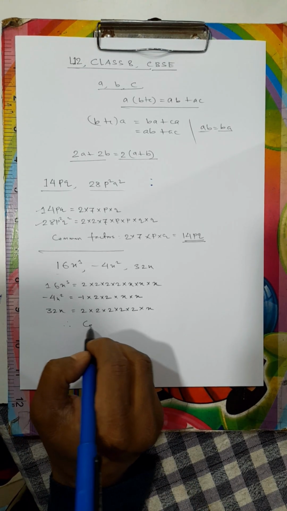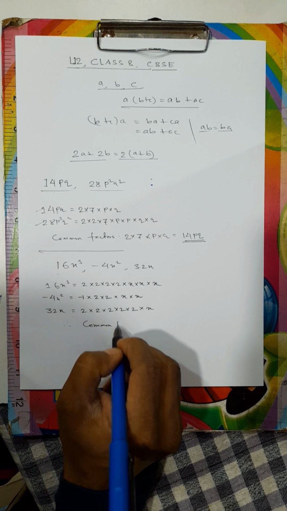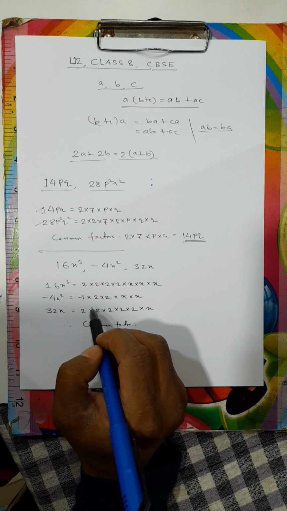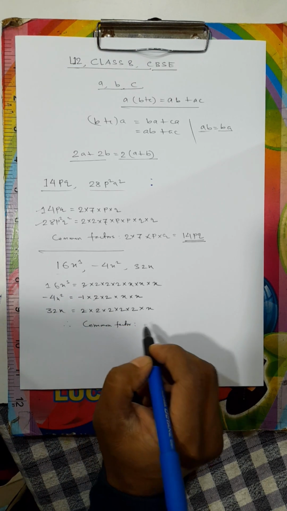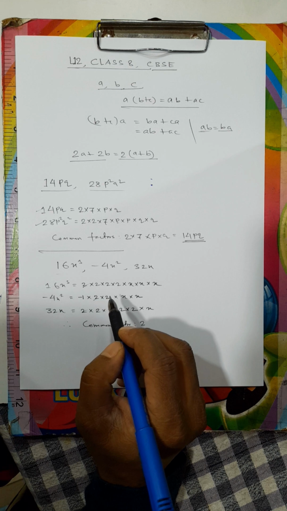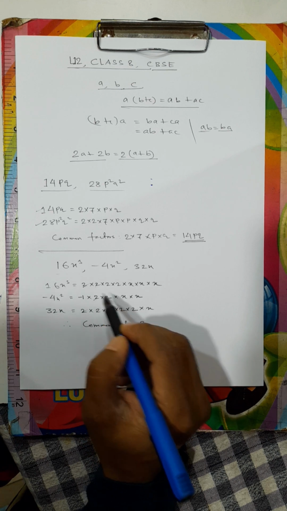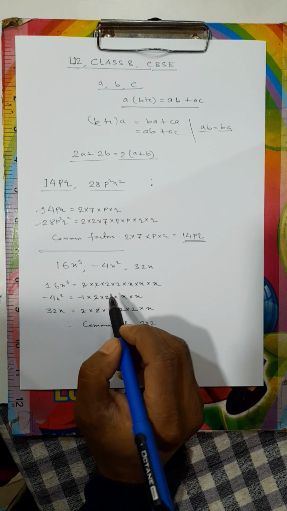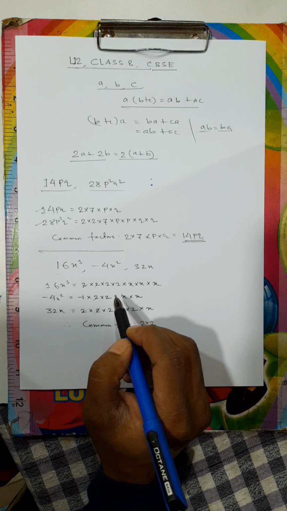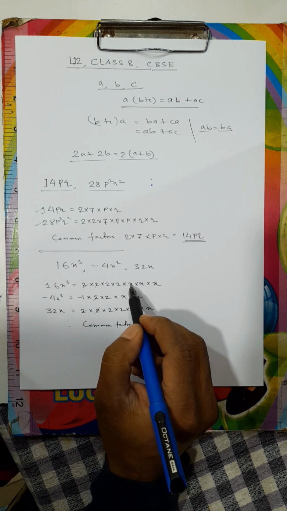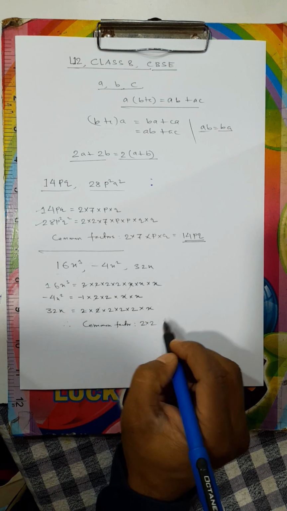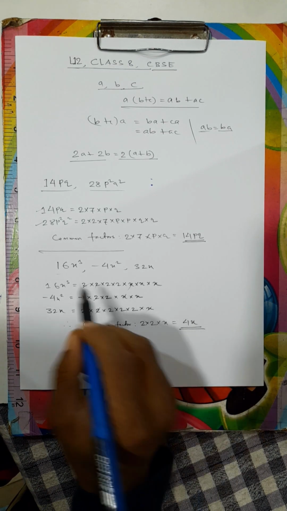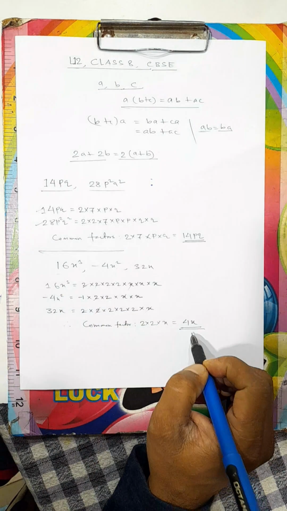Now let us write the common factors here. This 2 is common, right? Then again this 2 is a common factor. Then x is a common factor. So the answer is 4x. So the common factor of these three terms is 4x, right?